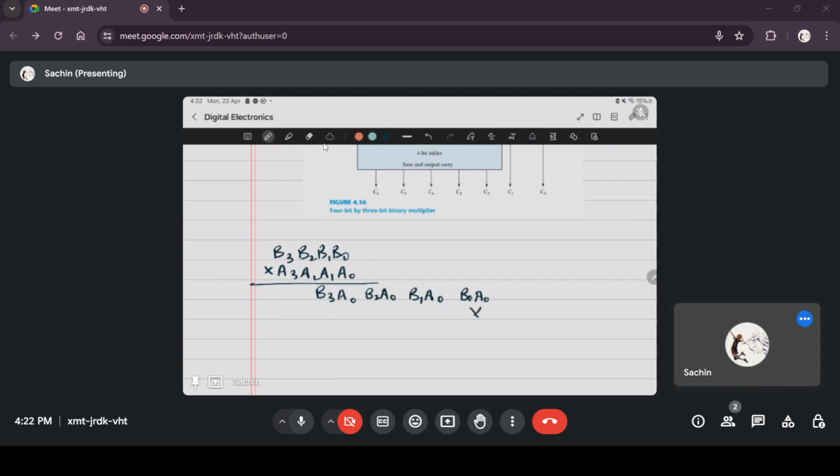Then you shift by one place. A1 is in the 2's place. So you shift one place and multiply again. You get B0 A1, B1 A1, B2 A1, B3 A1. Then you shift by two places and do the same. B0 A2, B1 A2, B2 A2, B3 A2. Finally you shift by three places.